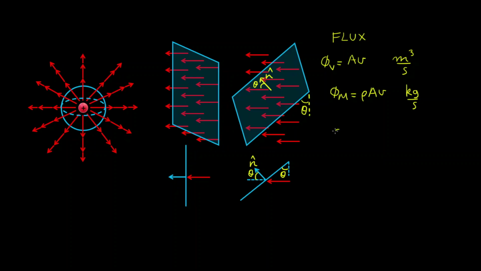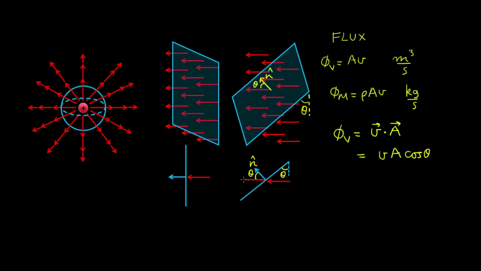So in general, the volume flux of a fluid is equal to the dot product between the velocity vector of the fluid and the oriented area vector. And by the definition of the dot product, that's equal to the magnitude of the velocity by the magnitude of the area multiplied by cosine of the angle between the fluid velocity vector and the normal vector to the surface.